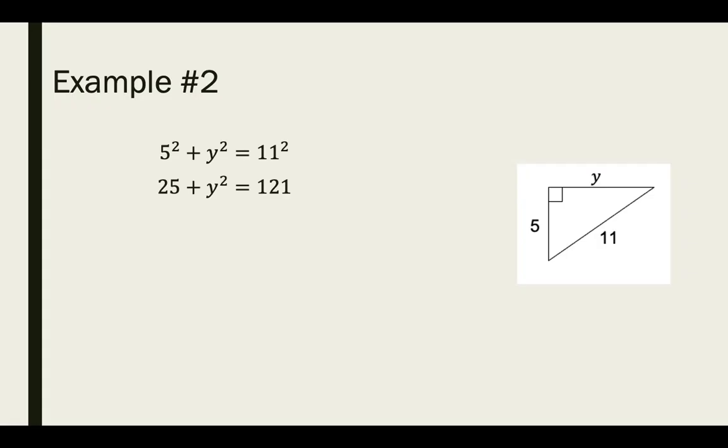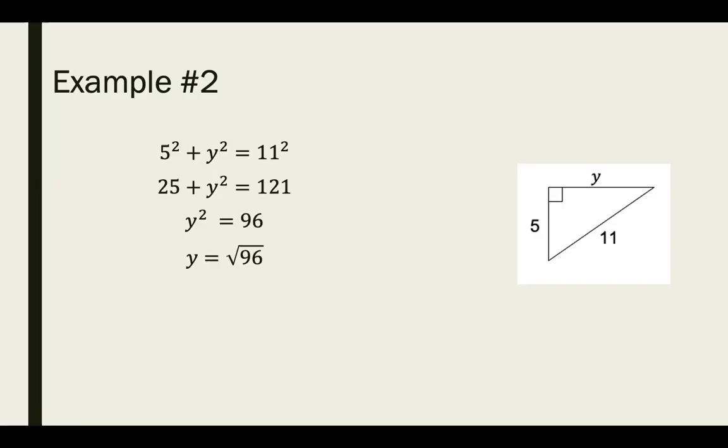Now we want to get that y squared by itself. So we are going to subtract 25 from both sides of the equation. That leaves us with y squared equals 96. So we get y equals the square root of 96. And now 96, when we take the square root of that, does not give us a whole number. So we need to simplify this how we learned to do so in our most recent unit.